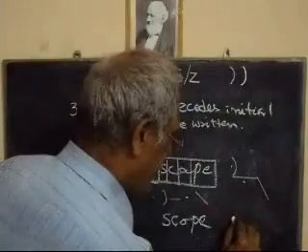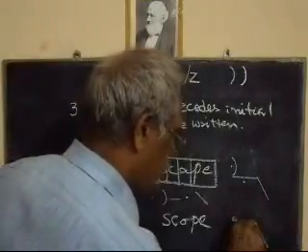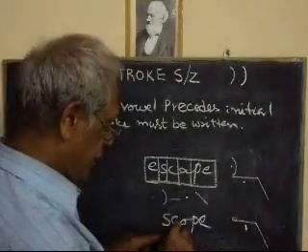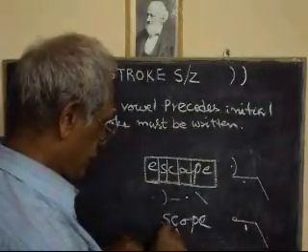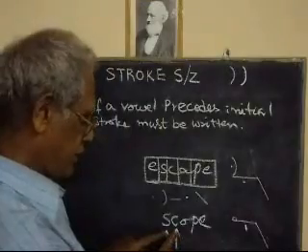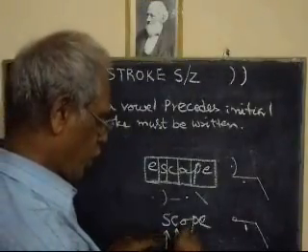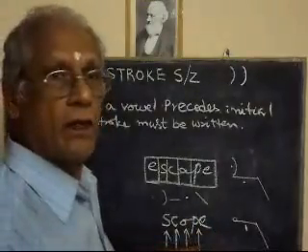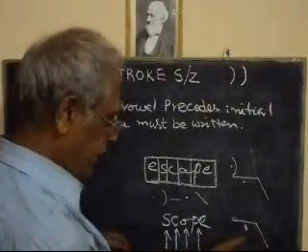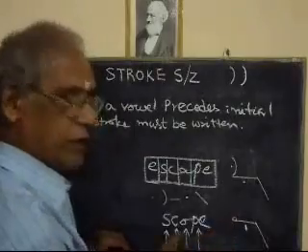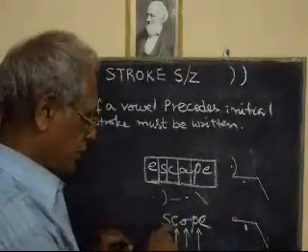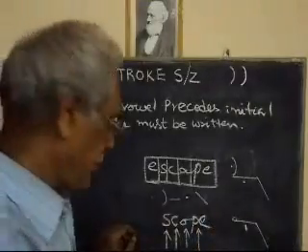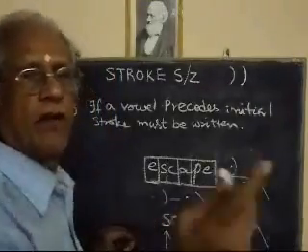Therefore, it can be written with the circle. Scope. Because K is there, S is there, K, O, vowel, K, P, S, stroke. Consonant S. Now, this initial S is represented by the circle because there is no preceding vowel.